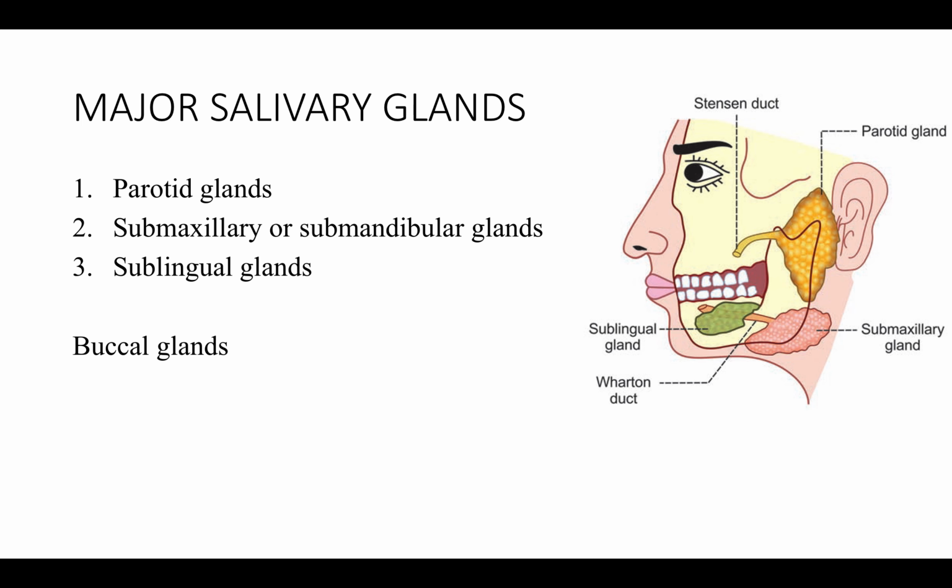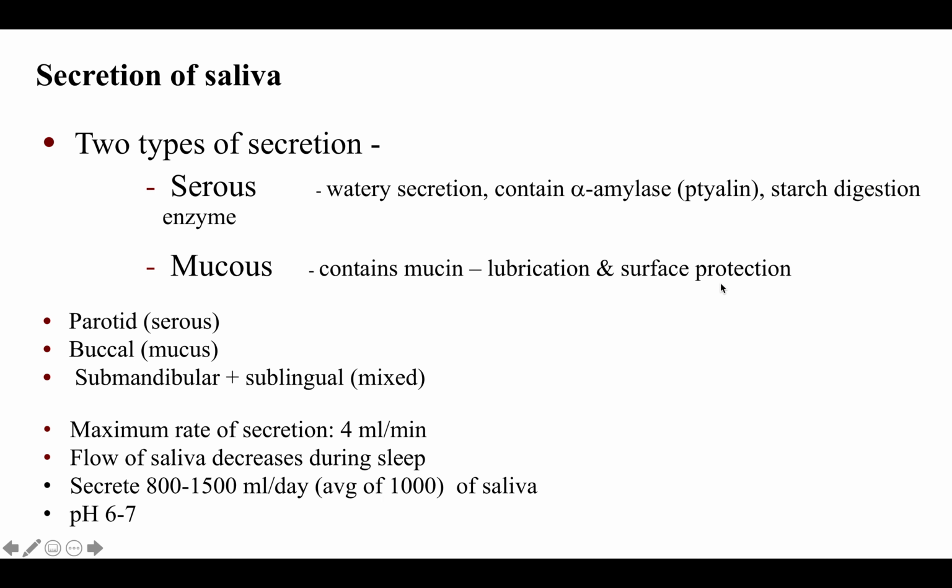Now we will start talking about the salivary glands in the gastrointestinal system as the first part. There are 3 major glands called the parotid gland, the submaxillary or submandibular gland, and the sublingual one. Also there are other small glands including the buccal glands, which are distributed within the oral cavity.